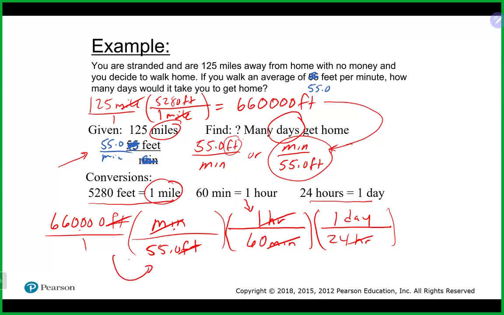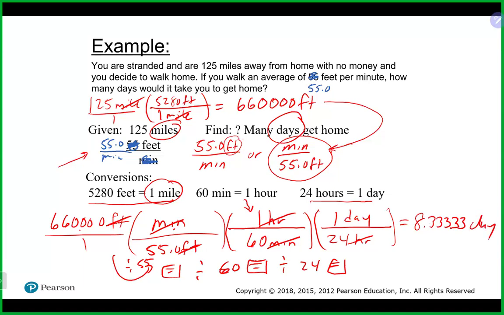We're going to divide by this. Again, I would recommend hitting equals after each time. Obviously, divide by 55 and hit equals will be the first one. So we're going to divide our 660,000 by 55, hit equals, divide it by 60, hit equals, and divide it by 24, hit equals. And on your calculator, you will get 8.3333, maybe a few more threes, days in this particular case.